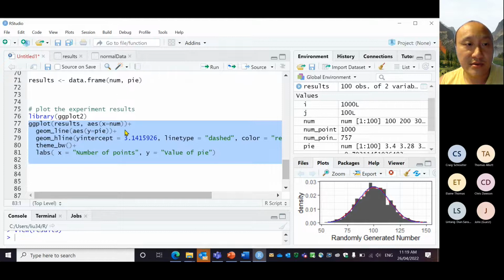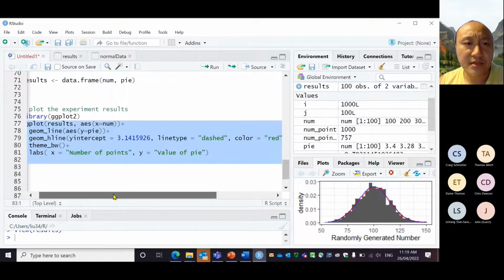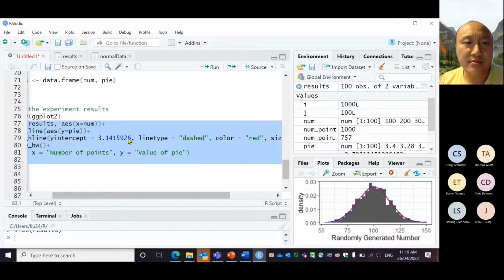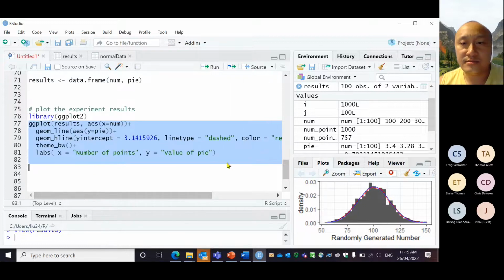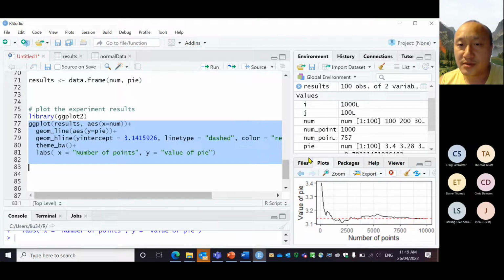So the geom_line, the dataset name is results. The X-axis is number, the Y-axis is pi. We have a geom_line and a reference line at the true value of pi, 3.1415926, it's just up to this point, and this dashed line is red, and the background is black and white, like this. Okay, we got the chart here.